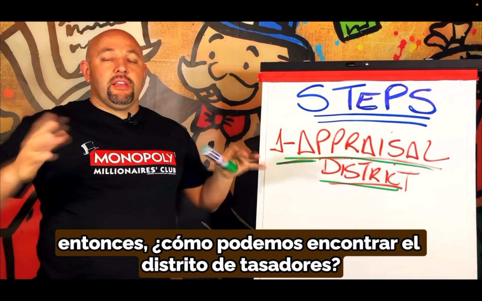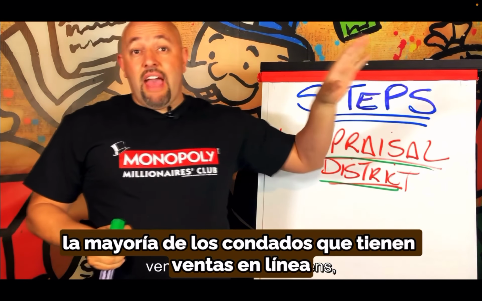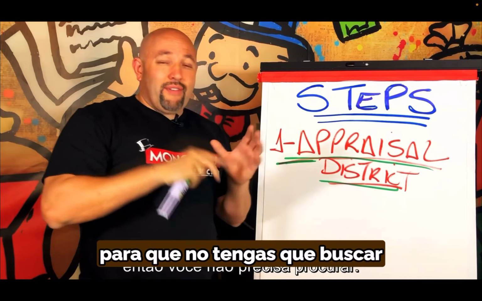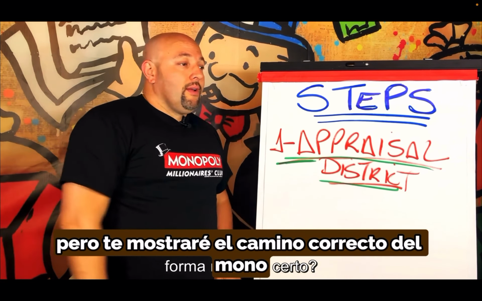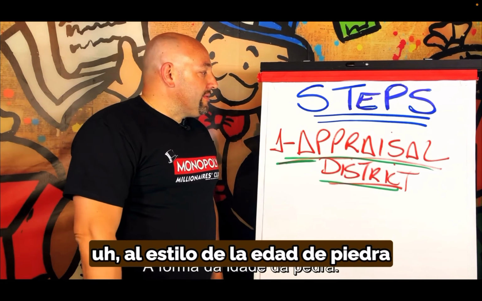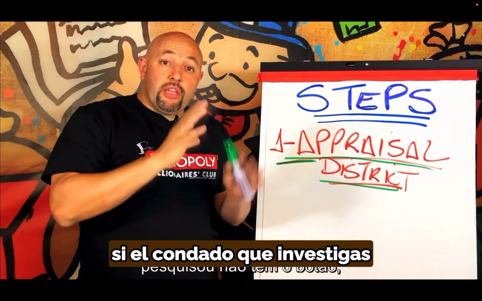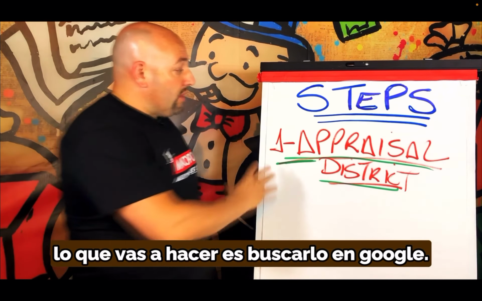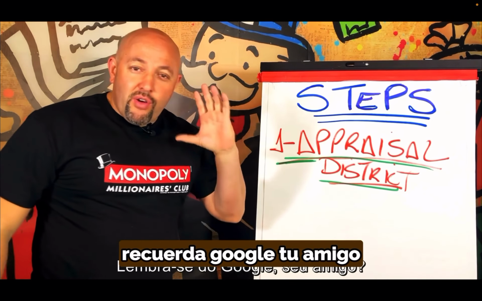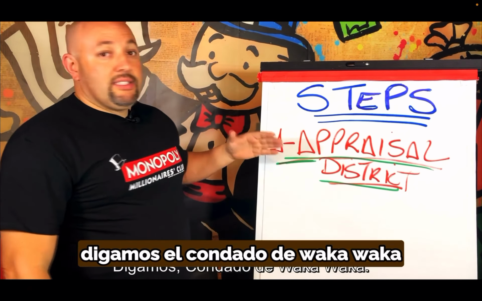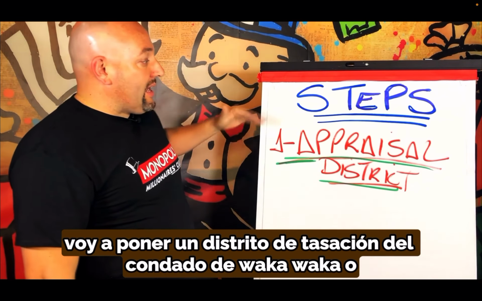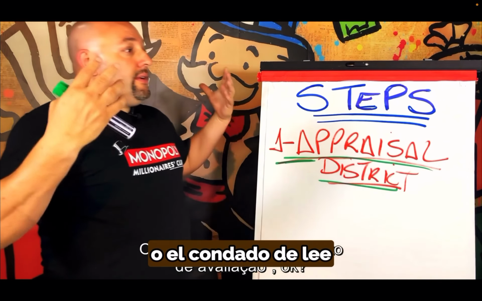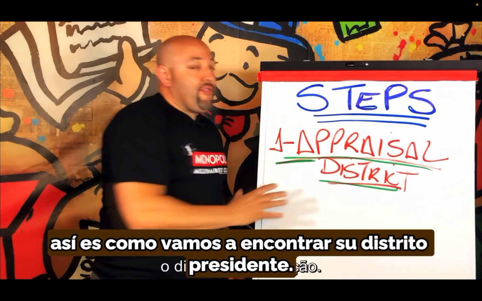So how can we find the appraisal district? Most of the counties that have online tax lien sales already have links to the appraisal district, so you don't have to look for it. But I'm gonna show you the monkey way, the Stone Age way. If the county that you research doesn't have the button where you can click and access the appraisal district, you're gonna Google it. Remember Google, your friend? You're gonna Google, let's say, Waka Waka County appraisal district, or Miami-Dade County Appraisal District, or Lee County Appraisal District. That's how you're gonna find the appraisal district.